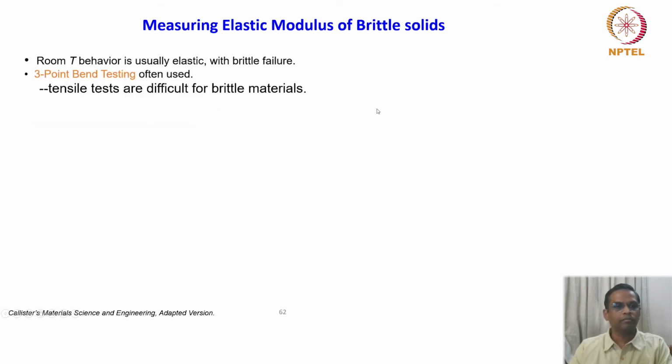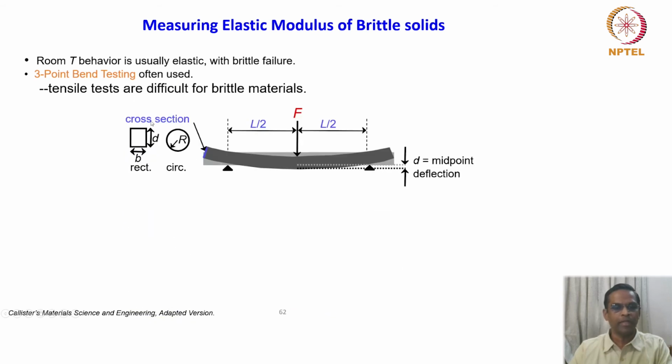So the room temperature behavior is usually elastic with a brittle failure. So we have a method called 3-point bending test, which is often used. Okay. So 3-point bending test is done with this kind of a geometry. The specimen can have a cross-section dimension like this, or it could be a circular cross-section.